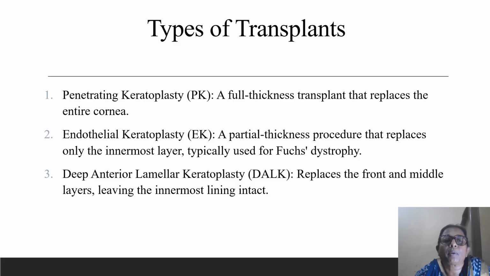The types of transplantation: penetrating keratoplasty, in which a full thickness transplant replaces the entire cornea. Endothelial keratoplasty, a partial thickness procedure, replaces only the innermost layer. It is usually used for Fuchs dystrophy. Deep anterior lamellar keratoplasty replaces the front and middle layers, leaving the innermost lining intact.